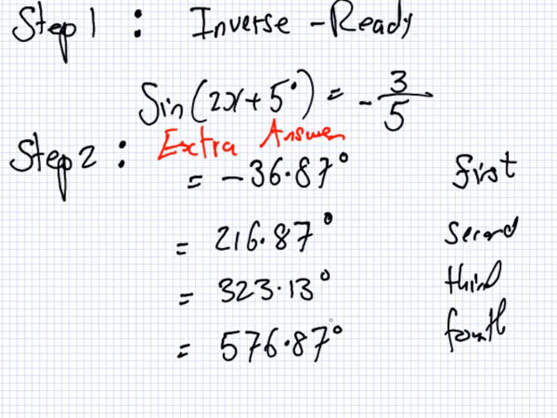So we found 4 answers, but these aren't the values of x. These are the values of what? 2x plus 5.